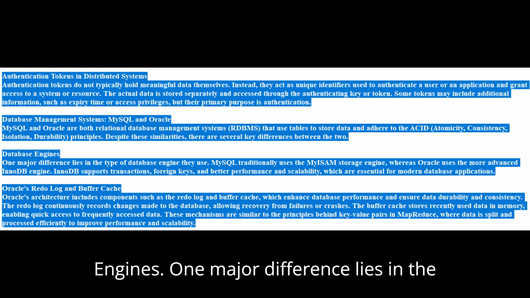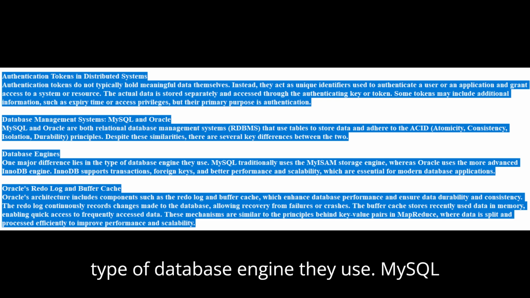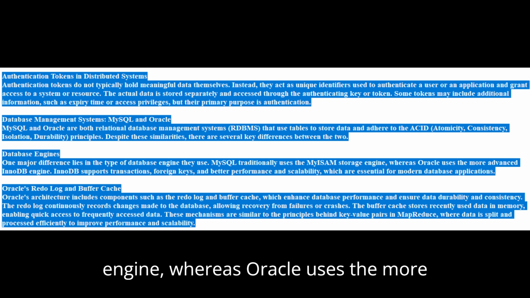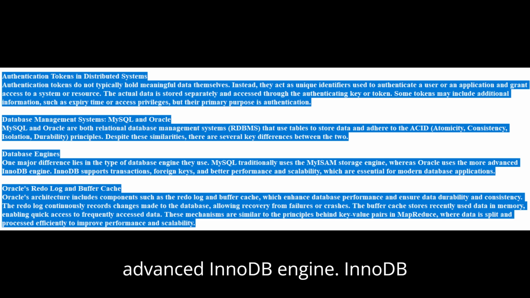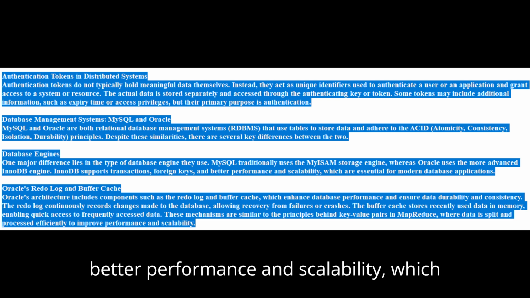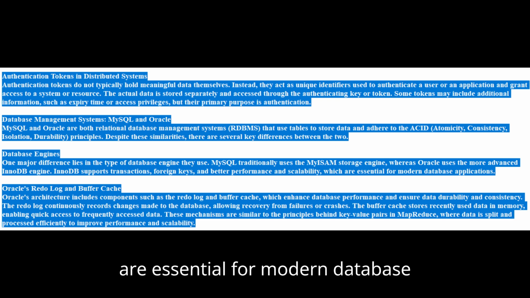Database engines. One major difference lies in the type of database engine they use. MySQL traditionally uses the MyISAM storage engine, whereas Oracle uses the more advanced InnoDB engine. InnoDB supports transactions, foreign keys, and better performance and scalability, which are essential for modern database applications.